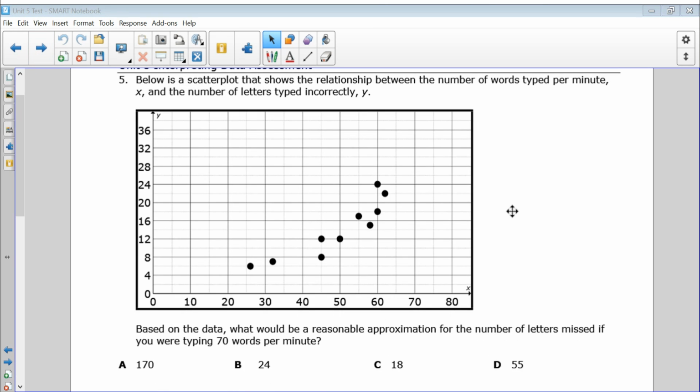Question 5. Below is a scatter plot that shows the relationship between the number of words typed per minute x and the number of letters typed incorrectly y. Based on the data, what would be a reasonable approximation for the number of letters missed if you were typing 70 words per minute? A. 170. B. 24. C. 18. D. 55.